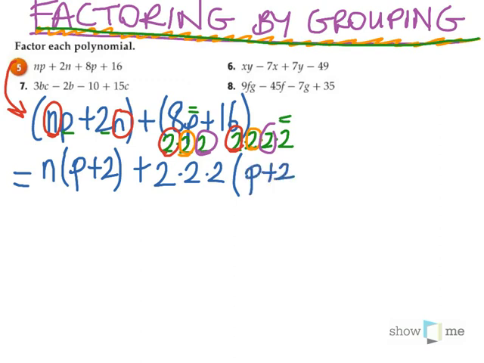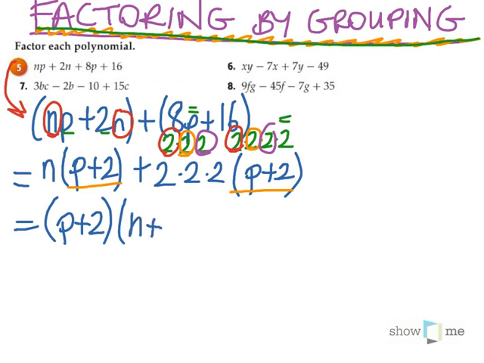p plus 2. Now notice that p plus 2 is common in both parts. So I'm going to write p plus 2 in brackets, and I'm going to write the remaining as n plus, now 2 times 2 times 2 makes 8. Now this is how I factorize this polynomial.